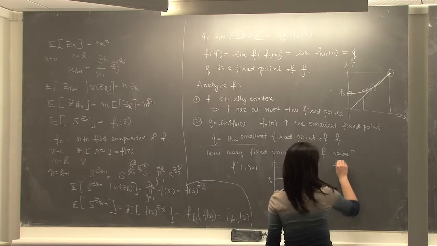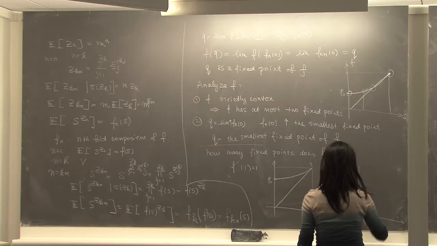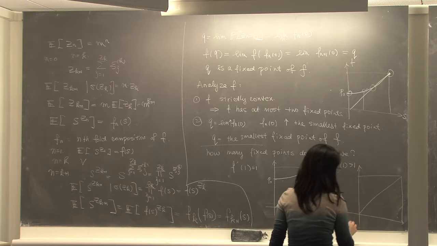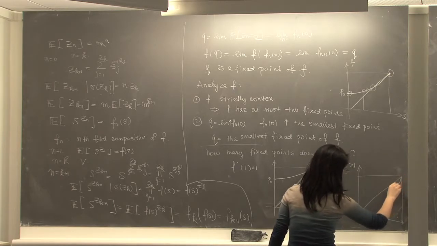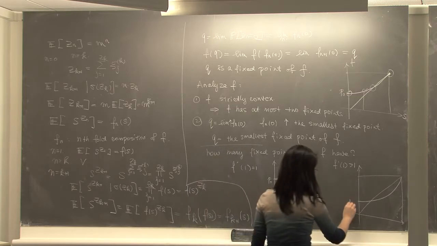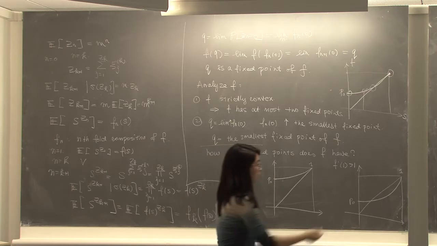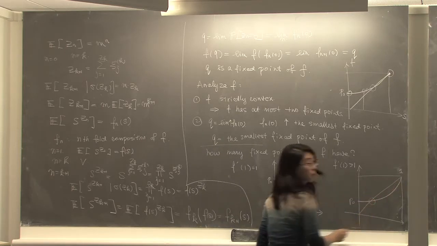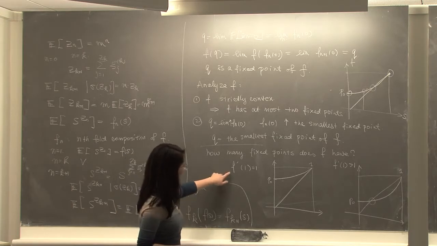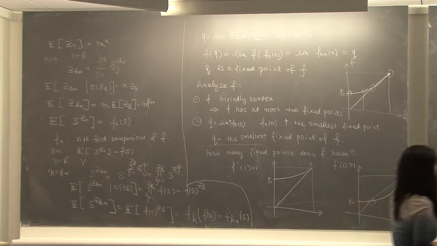And if the derivative at 1 is strictly greater than 1, then the graph of this function will look like this. And here is p0, here is 1. And in this case, we see that except 1, we have another fixed point. This is the rough idea from the graph, and in fact, this idea can be made precise.